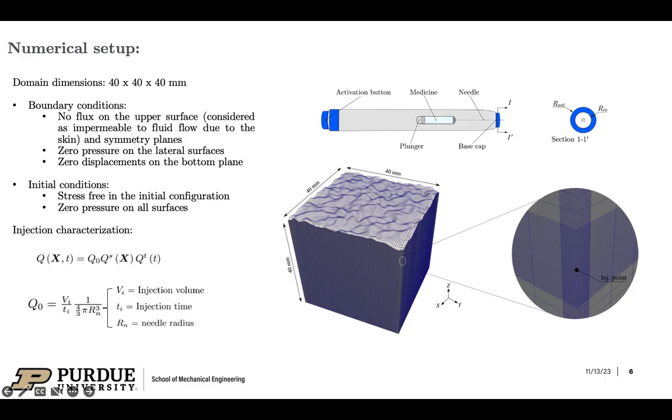The injection in our computational model is characterized by a source term in the mass conservation equation. And the source term is space and time dependent, as you can see in the equations at the bottom left. The injection model that we use accounts for the physical properties that define a subcutaneous injection of mAbs, such as the injection volume, the injection time, and the needle radius.